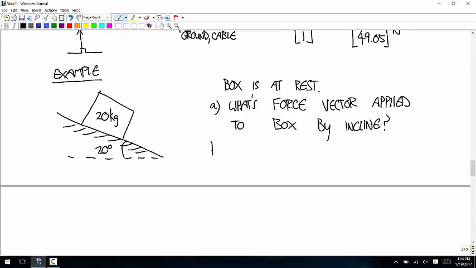And second, that contact force that's applied to the box by the incline. In physics, you used to always break that up into two things, a normal force and a friction force. So now let's break this up. What's the part of that force that's the normal force? And what's the part that's the force of friction?